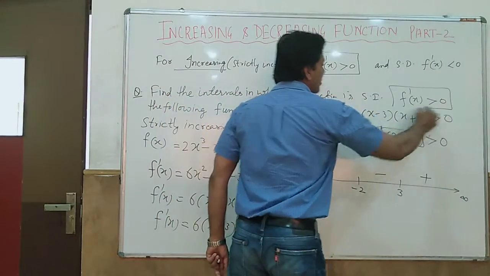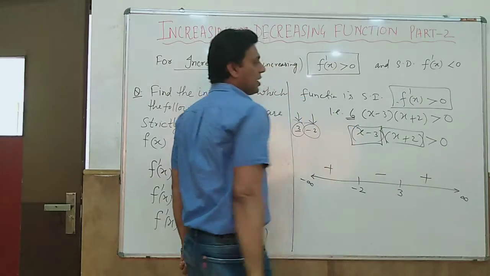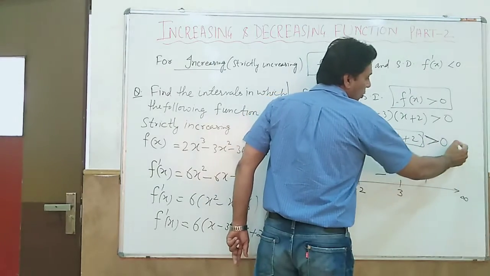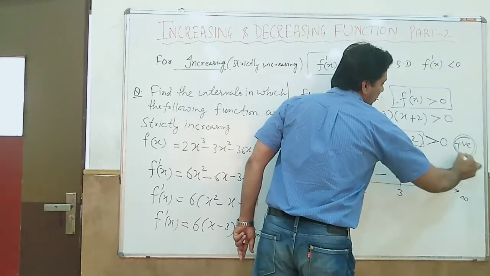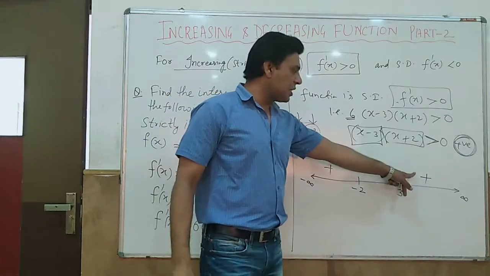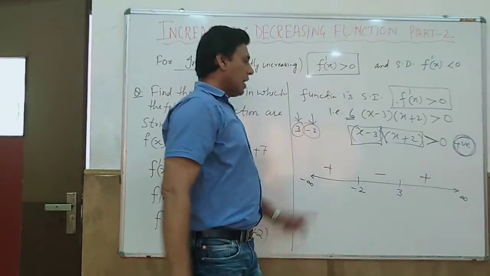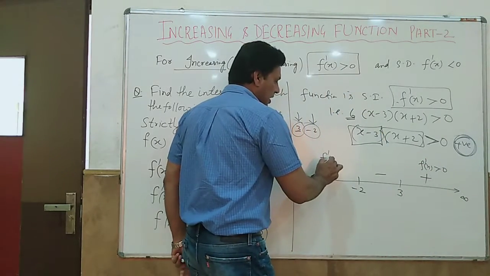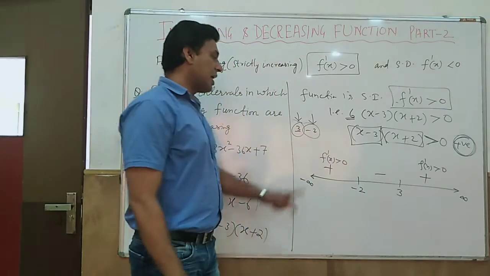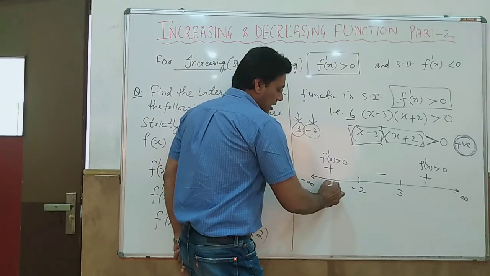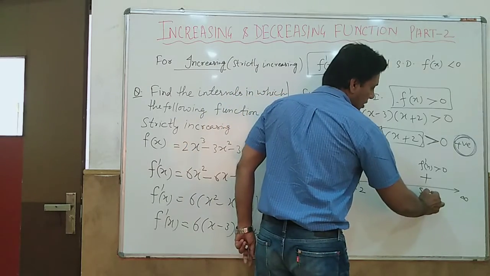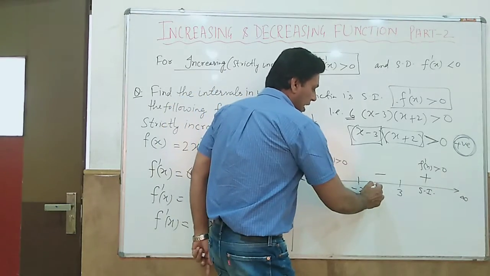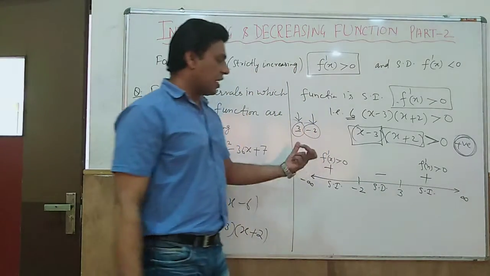Because f x is increasing when f dash x is greater than 0, it means whenever the product of these two is greater than 0, we have to take the positive sign. And where do we have the positive sign? In these two intervals. It means here we have f dash x greater than 0, and in this interval we have f dash x greater than 0. It means in this portion the function is strictly increasing, and in this portion also the function is strictly increasing, and in the rest of the part, the function is strictly decreasing.